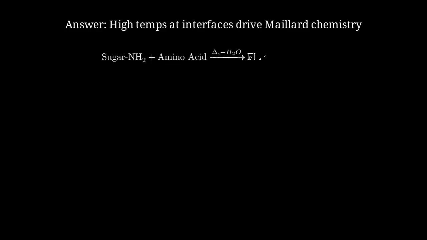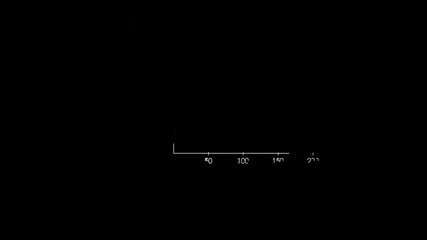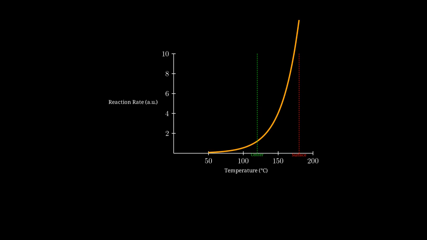The general reaction scheme, reducing sugar with amino group plus amino acid under heat with loss of water, yields hundreds of flavor compounds, including pyrazines, furans, and thiazoles. This exponential plot shows Maillard reaction rate versus temperature. Note the dramatic acceleration above 150 degrees. This surface at 180 degrees has a reaction rate nearly 50 times higher than the center at 120 degrees.